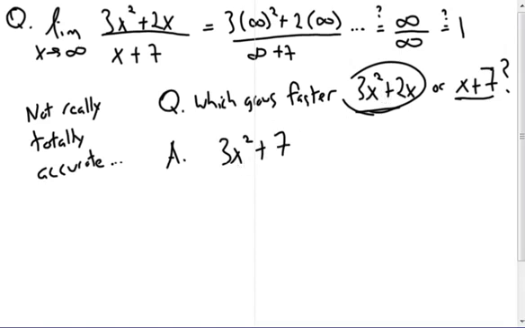The 3x squared plus 7, that's a mistype there. I should have put 2x. I'm not sure why that is there. But anyway, the 3x squared, that quadratic term in the numerator, is going to grow faster than the denominator.